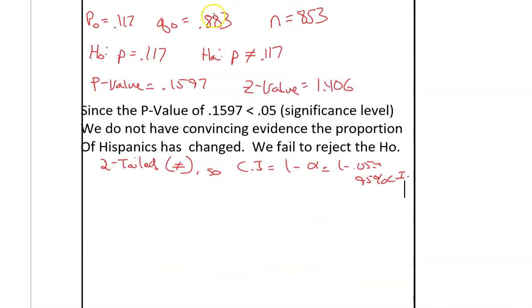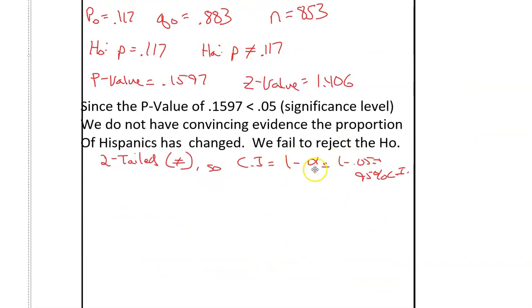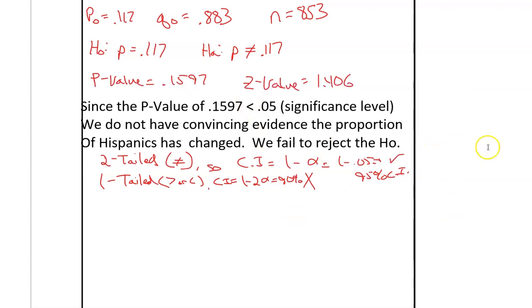So it's a 95% confidence interval this time. If it would have been one-tailed, it would have been a 90%, because you double the alpha. Remember, for one-tailed, greater than or less than, the confidence interval would be 1 minus 2 alpha, which is 90%. But it's not in that situation. This is the correct situation for this problem. It's a two-tailed. So I'm going to do a 95% confidence interval.